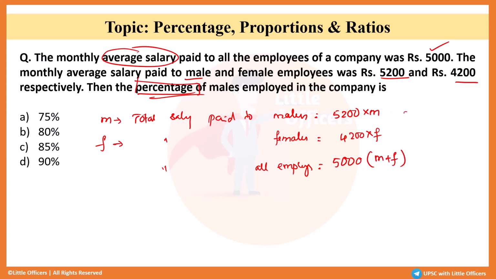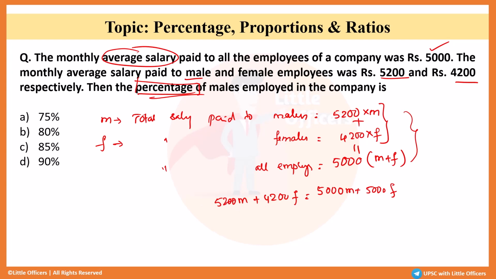Now this entire amount should be equal, right? See, the amount paid to males and females must be equal to the total amount of salary paid, provided there are no third genders, as no such information is given. So, using the same, 5200 M plus 4200 F equals 5000 M plus 5000 F. We simply expanded it.